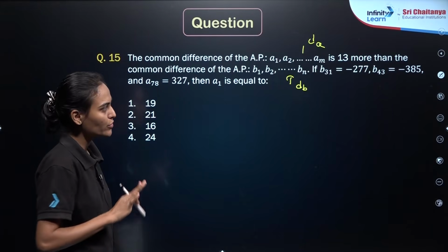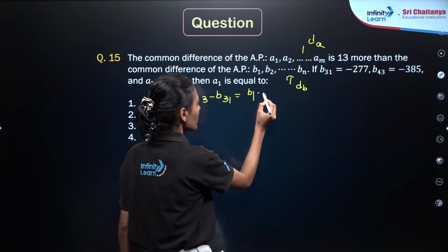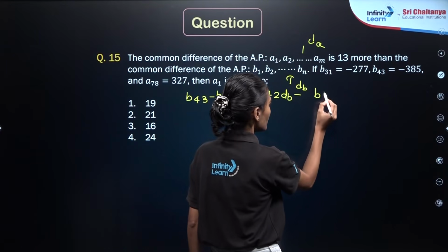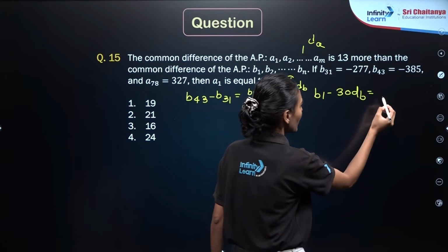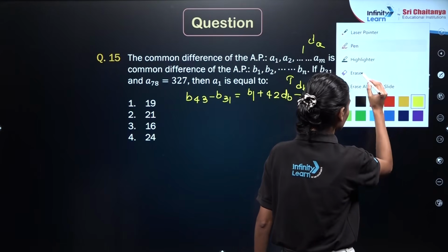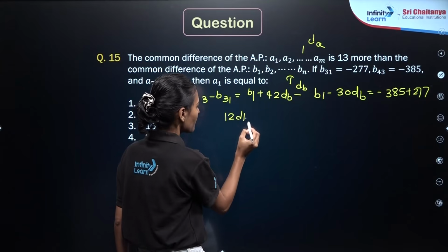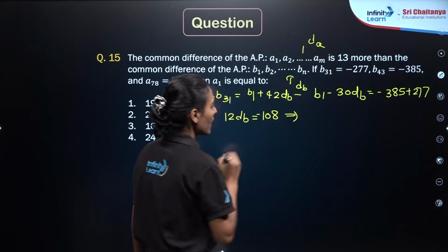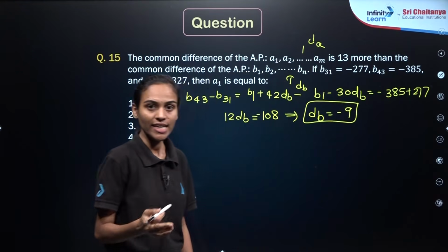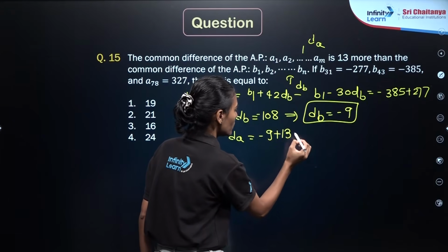See here with respect to B, if I consider B43 minus B31, B43 means B1 plus 42 times dB, minus B31, which means minus B1 minus 30 dB. It equals minus 385 plus 277. So from here B1 will get cancelled. You will get 12 times dB as minus 108, and then dB as minus 9. What is dA? It is 13 times more than dB. So you will get dA as minus 9 plus 13, which is nothing but 4.